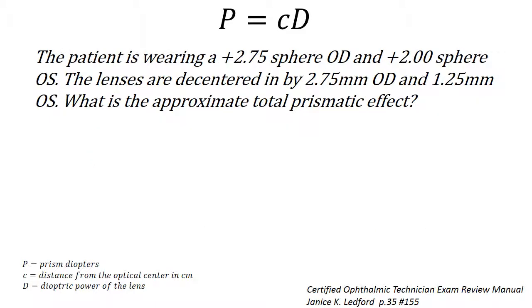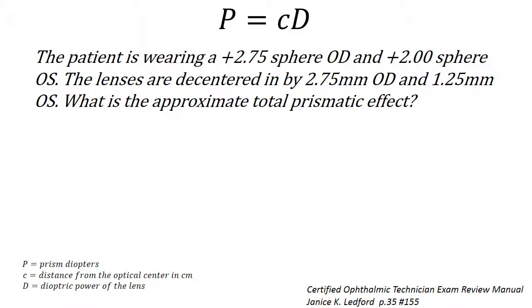Okay, let's try this problem. The patient is wearing a plus 2.75 sphere in the right eye and a plus 2 sphere in the left eye. The lenses are decentered in by 2.75 millimeters in the right eye and 1.25 millimeters in the left eye. What is the approximate total prismatic effect?